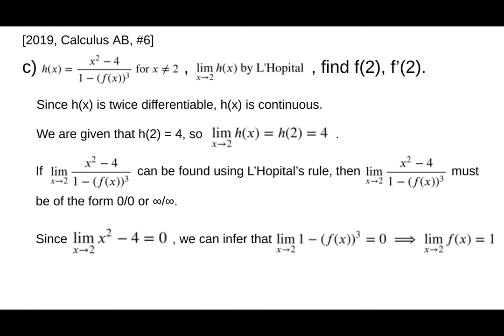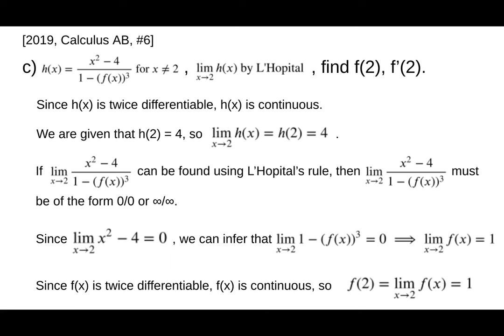Since the limit as x approaches 2 of x squared minus 4 is equal to 0, we can infer that the limit as x approaches 2 of 1 minus f of x cubed must also be 0, otherwise it wouldn't be an indeterminate form. But if that's the case, then the limit as x approaches 2 of f of x is just 1.